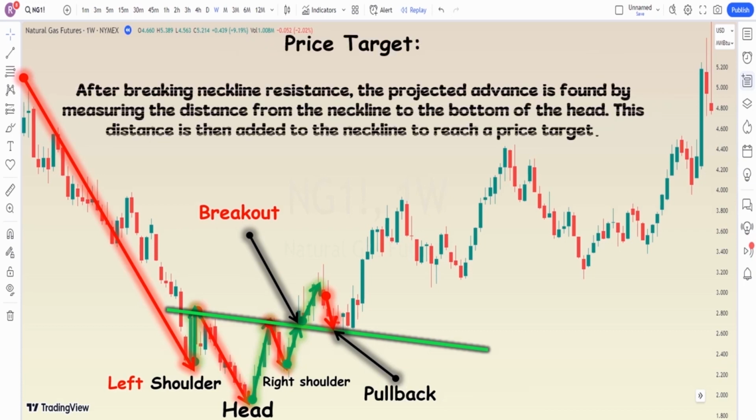Price target. After breaking neckline resistance, the projected advance is found by measuring the distance from the neckline to the bottom of the head. This distance is then added to the neckline to reach a price target.